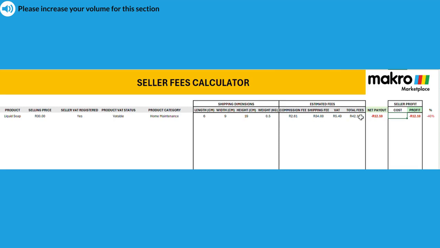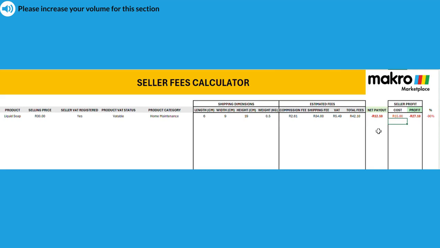If we apply the VAT and look at the total fees, your net payout for this product will actually be negative 12 Rand and 10 cents, meaning before you've even applied the cost of the unit, you're losing money every time you make this sale on Makro. So if we assume that this liquid soap is costing you 15 Rand, your profitability is minus 27 Rand and 10 cents every time you sell this product.